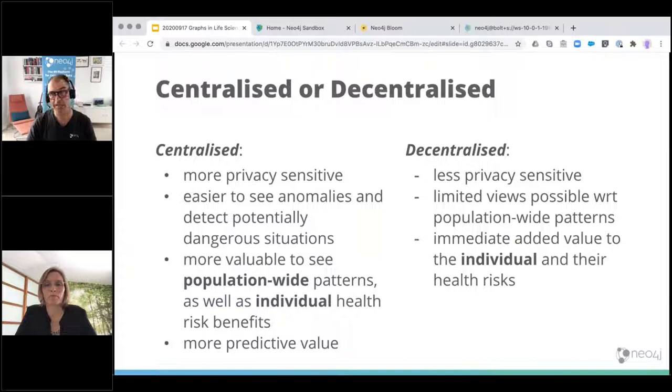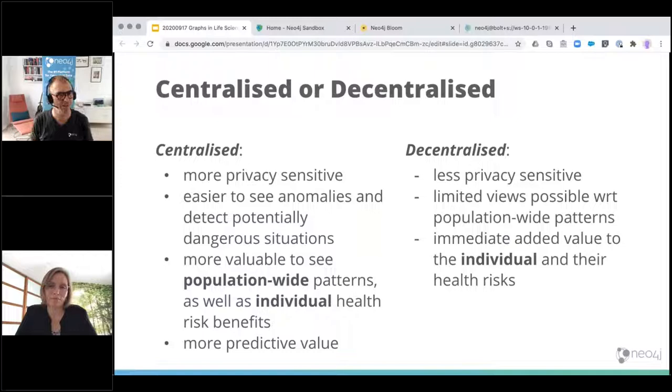So I guess the summary, from what I can tell at least, is that the decentralized system is a lot more privacy sensitive, and we want to be very careful with that, especially in today's polarized political climates. It's important that we don't centralize too much data or expose that to too many people when it's not required. But the centralized approach also allows us to see bigger patterns and bigger anomalies in a much more predictive fashion. We can see things a little bit more clearly when we look at the bigger picture. So that allows us to look at population-wide patterns, for example, which is a big deal.